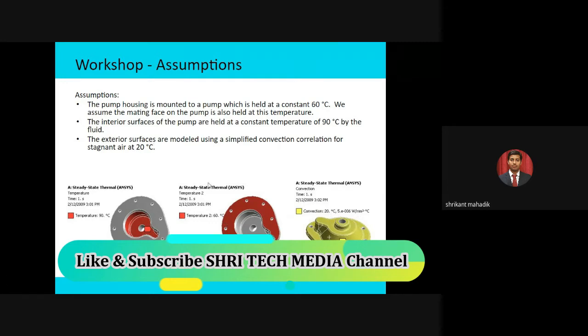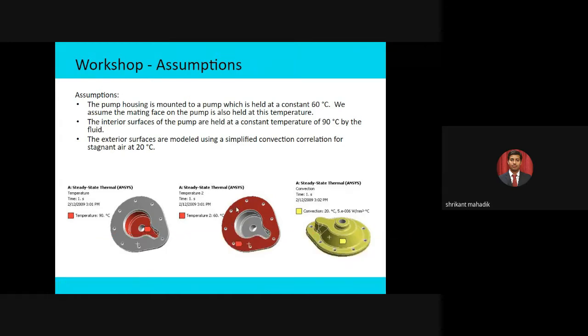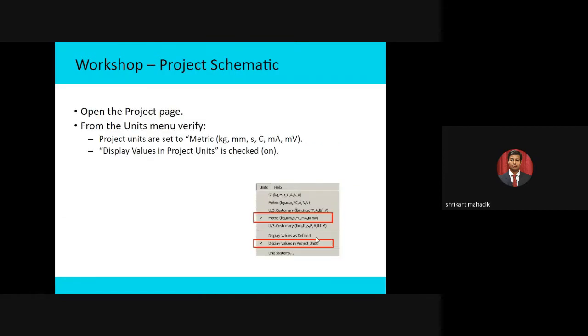So these are some assumptions. These are the three assumptions: the interior temperature will be 90 degrees Celsius, the mating surfaces of that housing will be subjected to 60 degrees Celsius, and exterior surfaces will be subjected to 20 degrees Celsius. Okay. Then next, you can see how to do the analysis. The steps are given here.